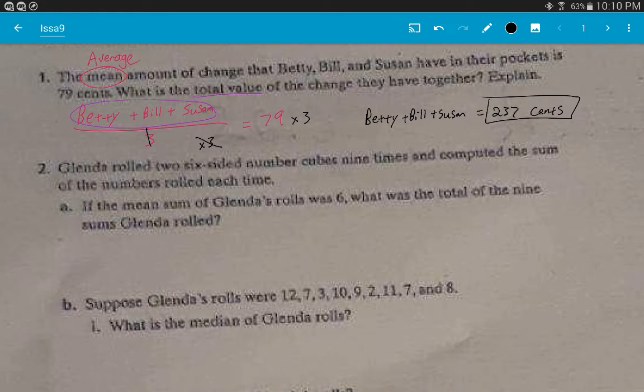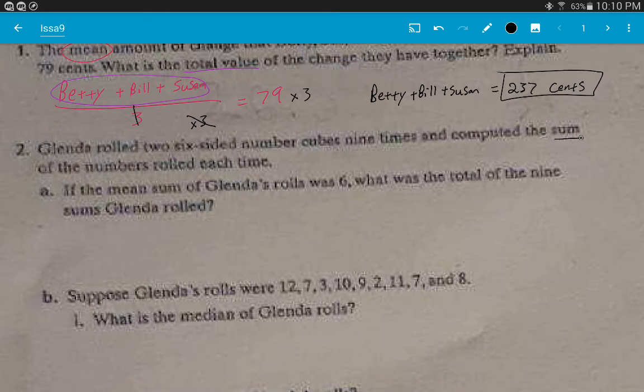Glenda rolled 2 6-sided number cubes, so dice, 9 times, and computed the sum of the numbers each time. Now a sum is the result of addition. If the mean sum of Glenda's rolls was 6, what was the total of the 9 sums that Glenda rolled? So this follows along with the same kind of thinking. They're saying that the mean, the average, is 6. So the mean was 6, and she rolled it 9 times.